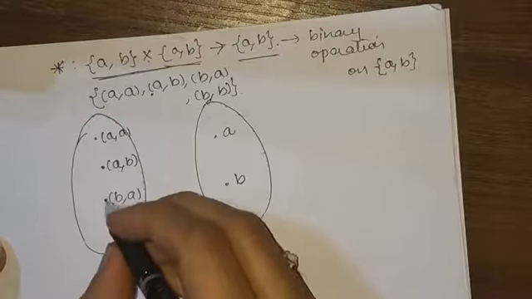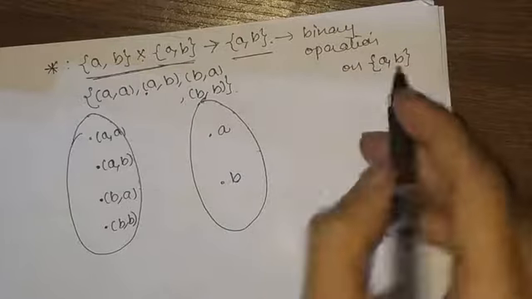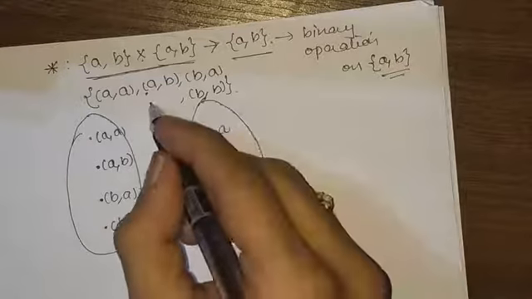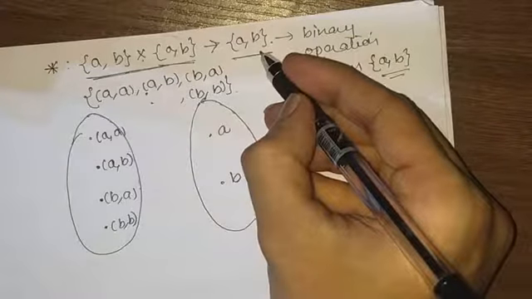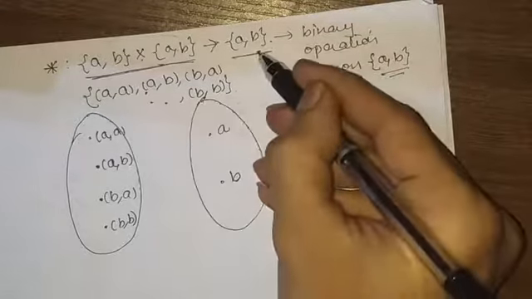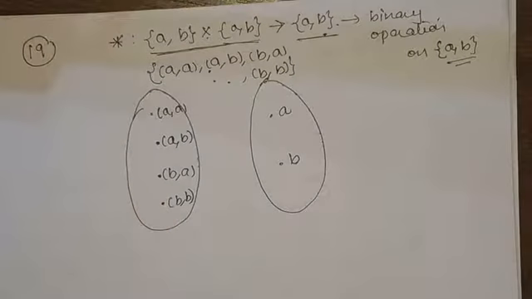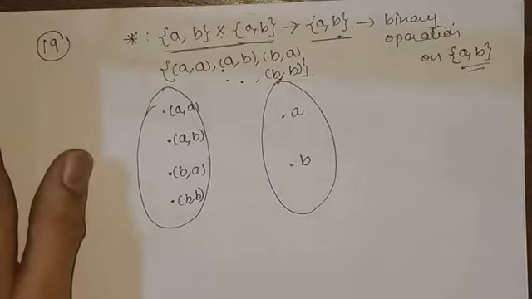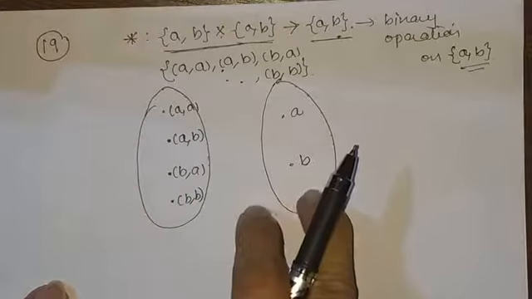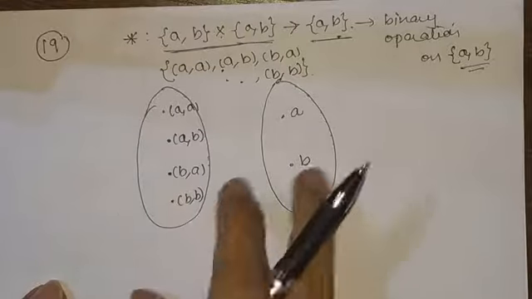Now what we have to do is find the number of binary operations on the set {a, b}. That means we have to find the number of functions from this set to this set. We have to count how many functions there are from this domain to this codomain.